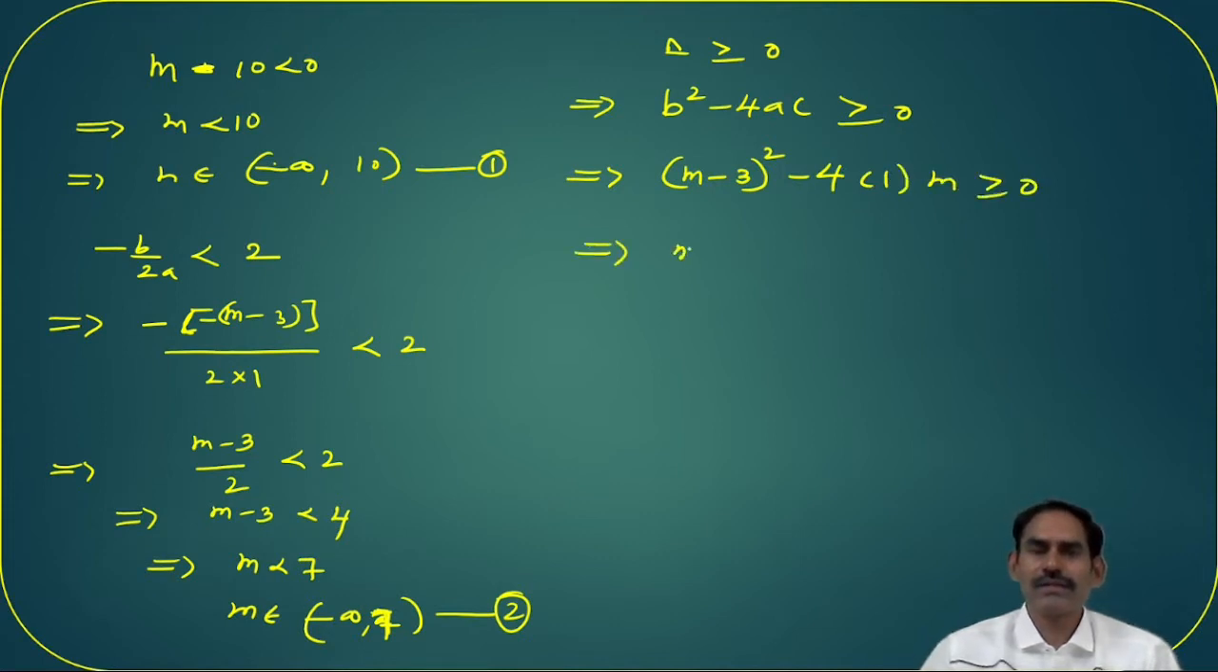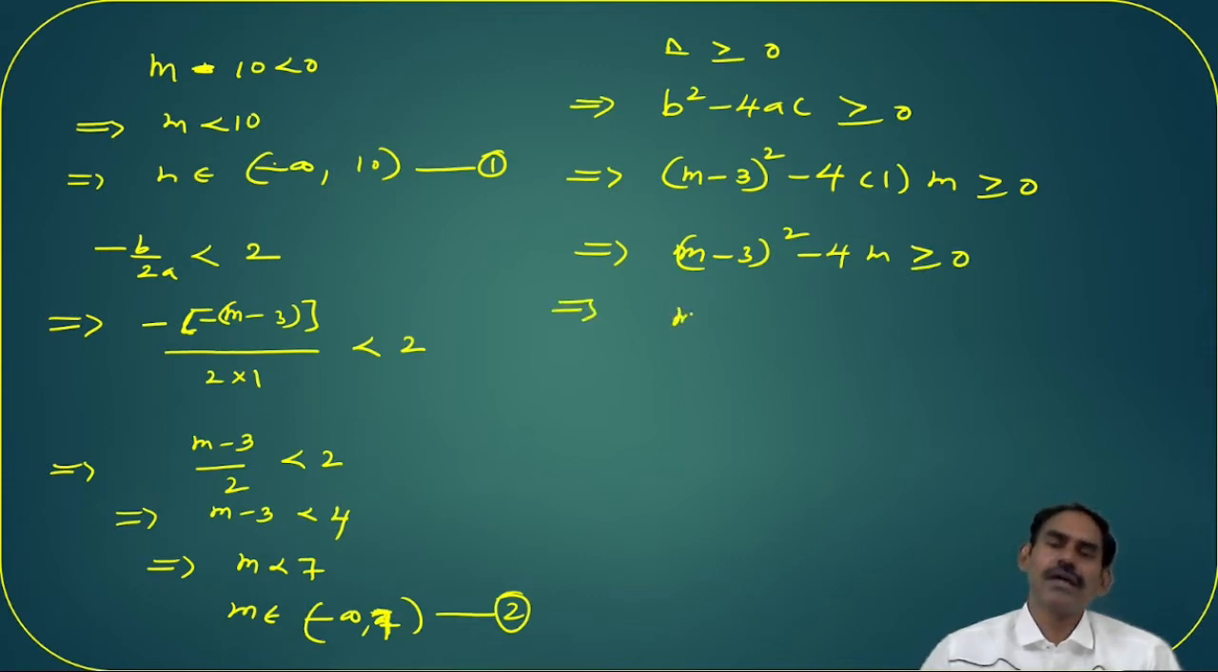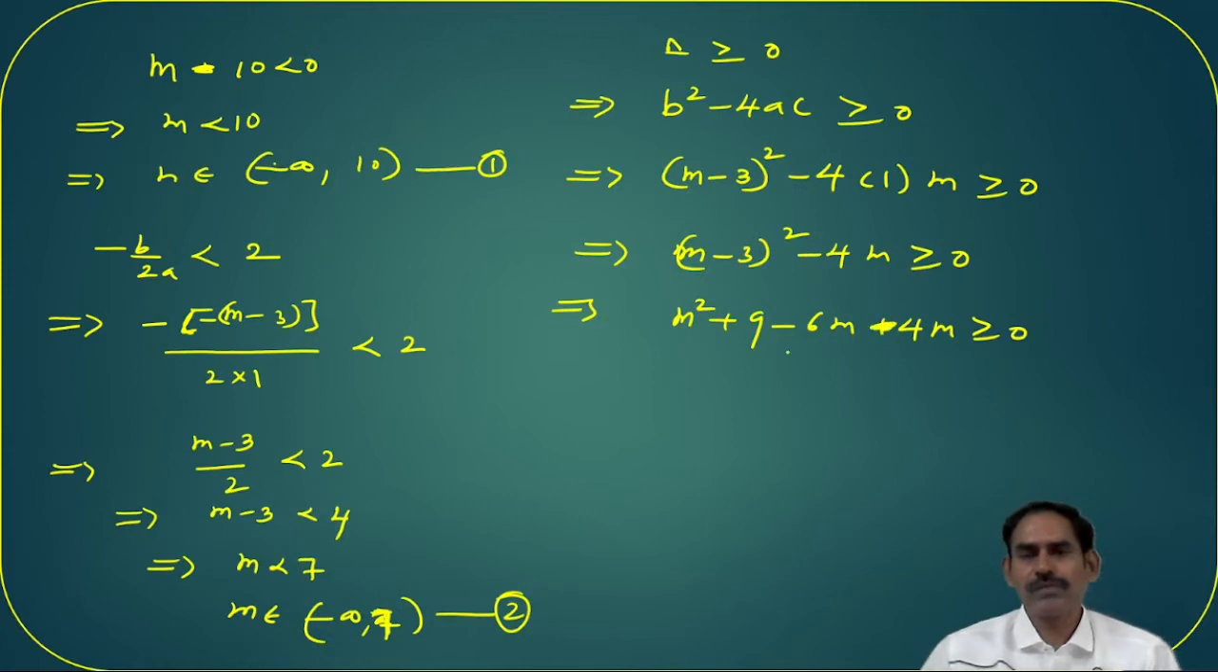That implies (m minus 3) whole square minus 4m greater than or equal to 0. Expand this: m square plus 9 minus 6m minus 4m greater than or equal to 0. Sorry, this is minus 4m. So that implies m square minus 10m plus 9 greater than or equal to 0.